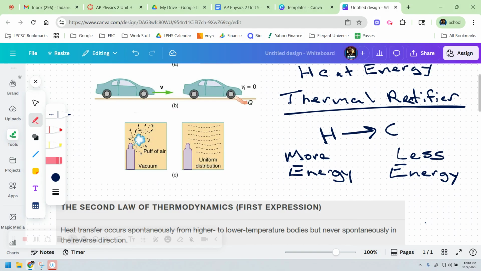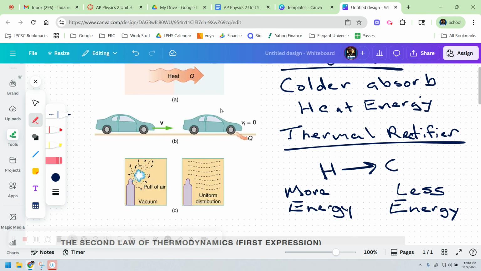And so in figure B, the brakes of a car, when you hit the brakes, the heat dissipates from the brakes and it just kind of gets absorbed by the air around it. Your brakes don't absorb heat from the air molecules. There's friction that takes place here, and then that heat gets absorbed by the air molecules around it.